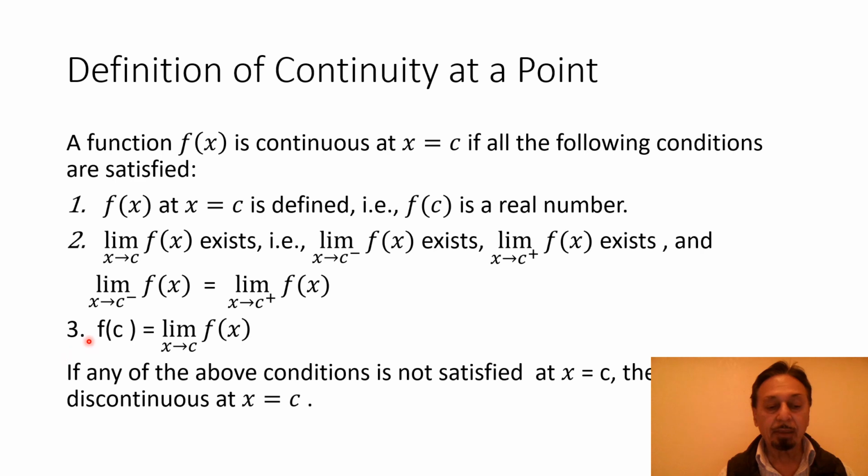Third condition, the function value at c is equal to the limit of f of x as x approaches c. If any of the above conditions is not satisfied at x equal to c, then the function is discontinuous. You can say not continuous, or discontinuous at x equal to c.